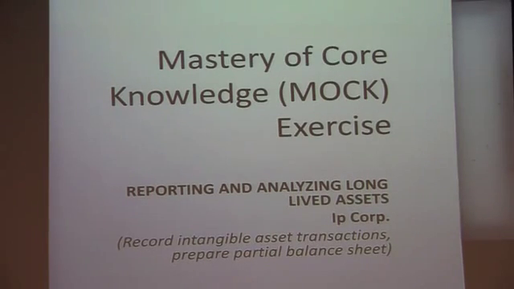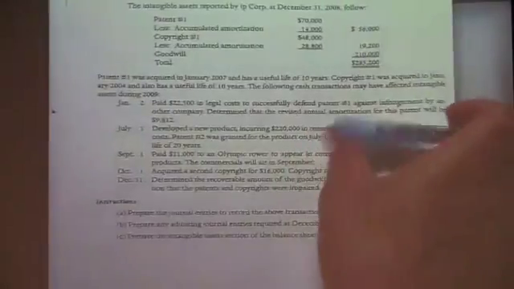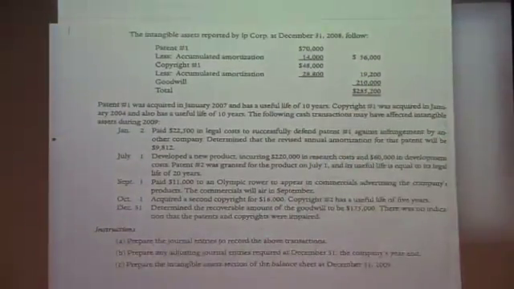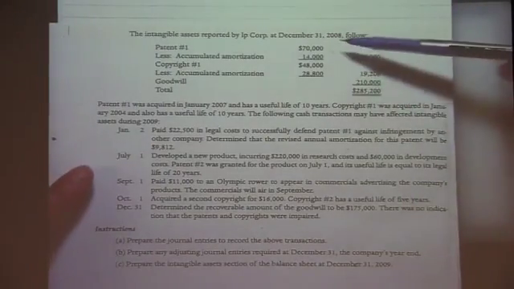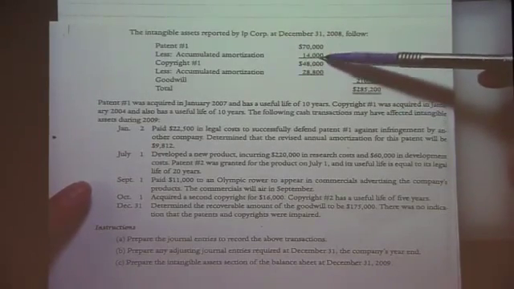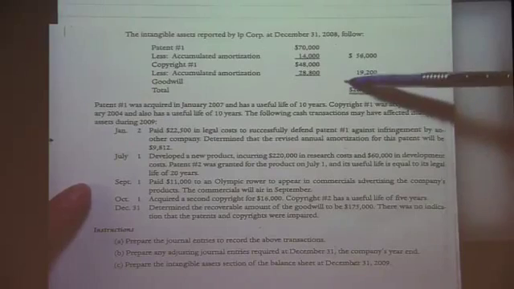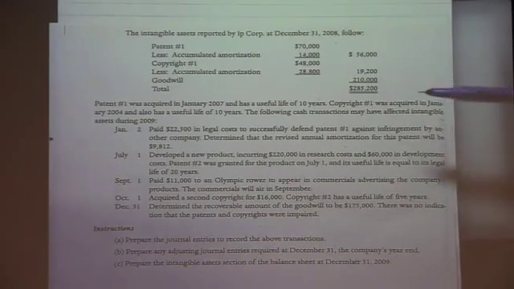For this video, we're going to take a look at the recording of intangible assets. And let's take a look at the question. So this question starts with a company called IP. They have a December 31st, 2008 year end, and they reported the following assets. They have patent number 1, copyright number 1. It's already been amortized. They've got goodwill, and this is the total intangible asset.